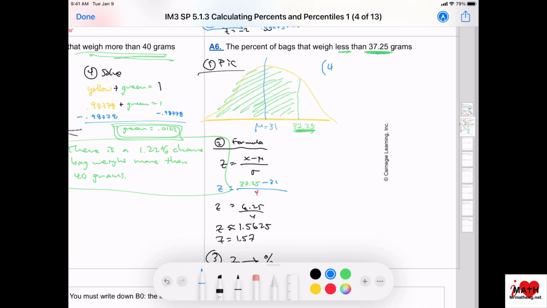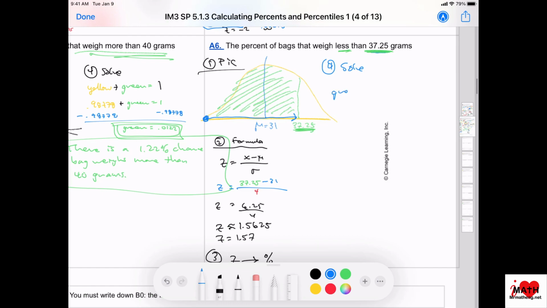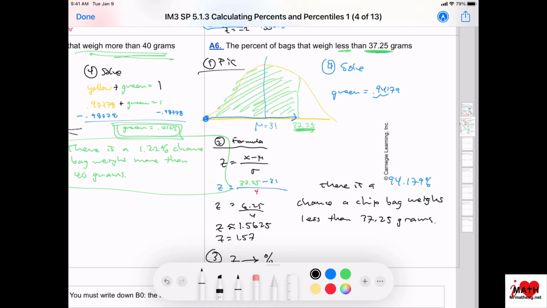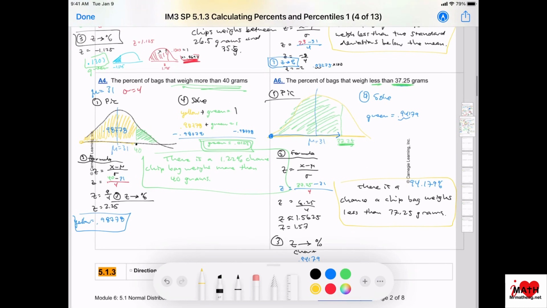So number 4 is solving it. Remember, the z-score is always going from left to that number. So the green area is basically 0.94179. Remember, just multiply by 100, so there is a 94.179% chance a chip bag, which is a big number, right, 94% chance weighs less than 37.25 grams. And that's our answer for A6.